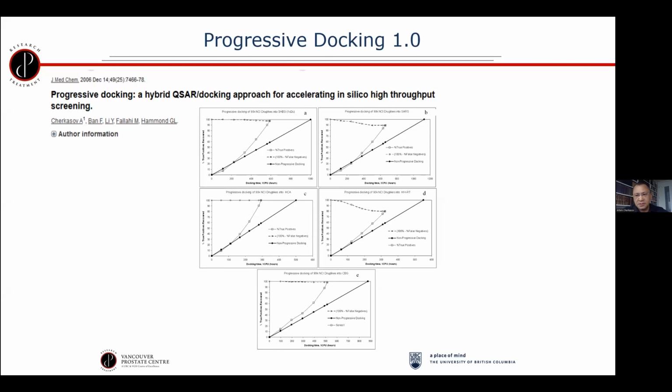And so you start progressively removing them from the remaining docking database. And so, if you compare linearly the computational time required to dock each molecule, obviously, it's linear.